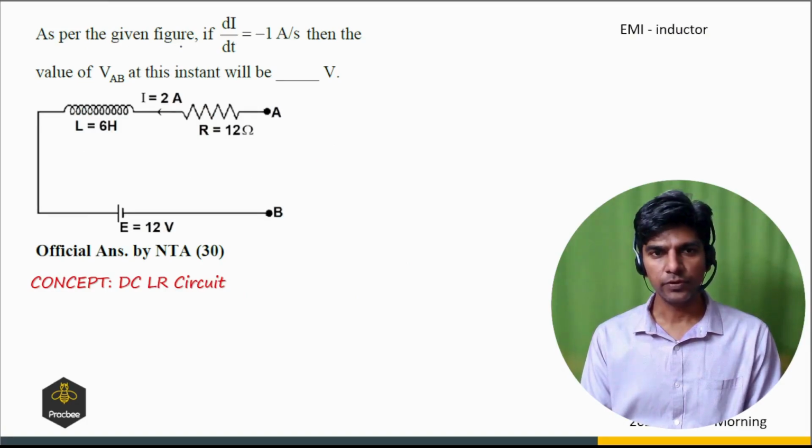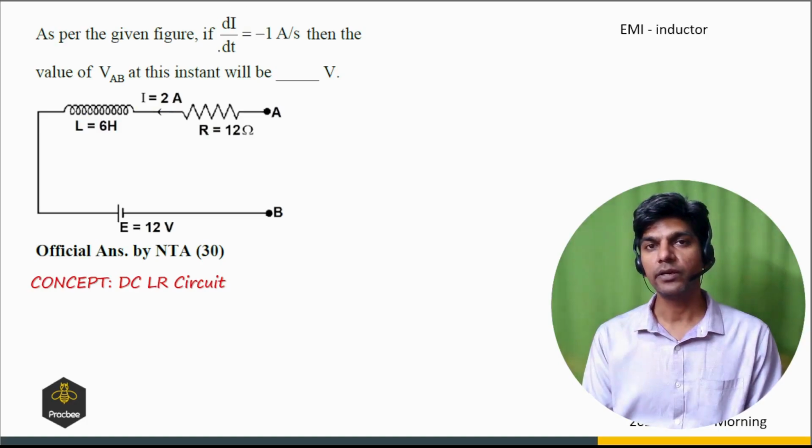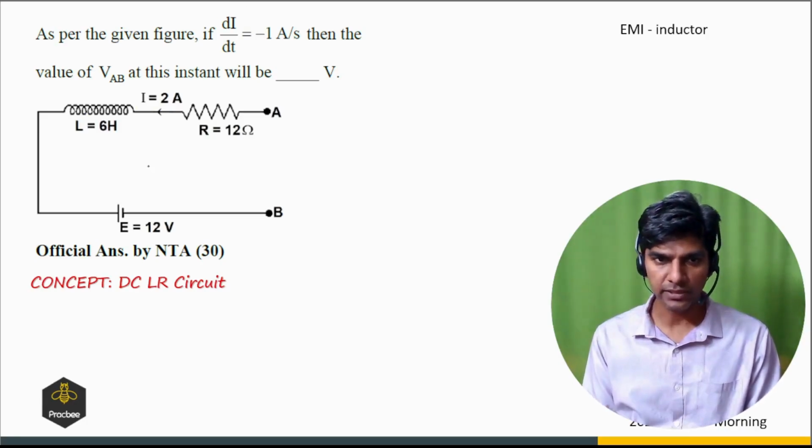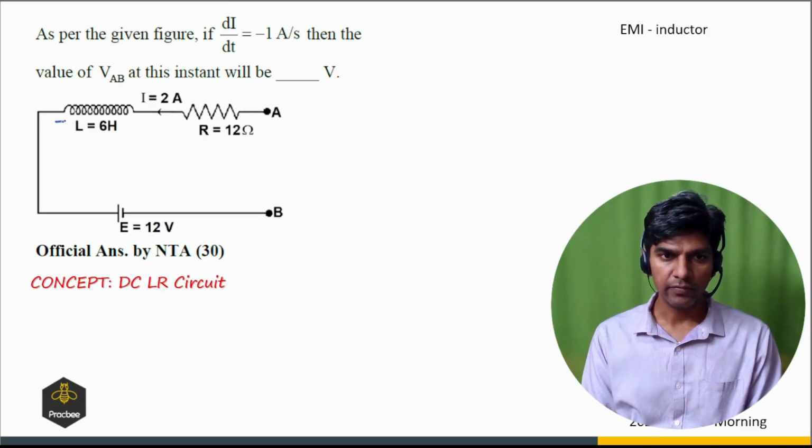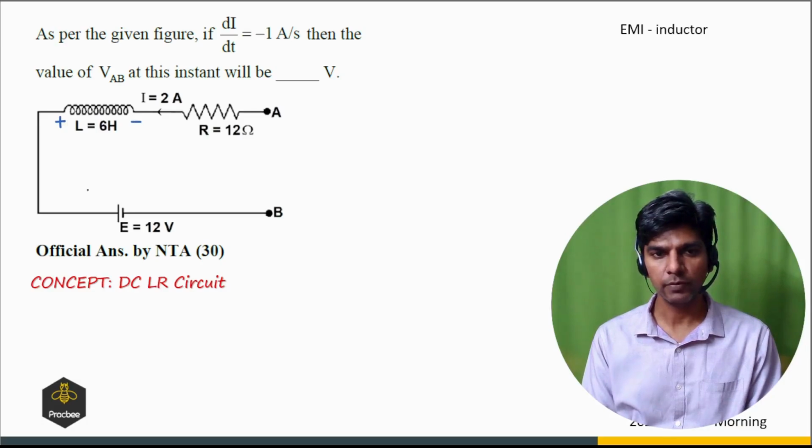Okay, as per the figure, if di by dt is minus 1 ampere per second, then the value of VAB, so we have to find the potential difference between A and B, and the current is going in the left direction, and we have given the current is decreasing. Since the current is decreasing, then the left side of the inductor will be at high potential and right side will be at low potential.